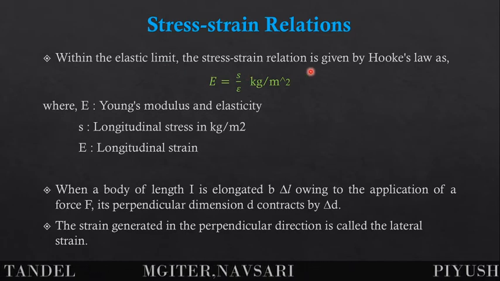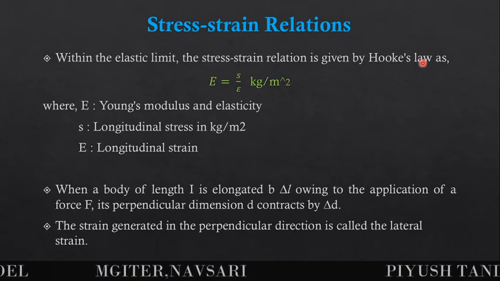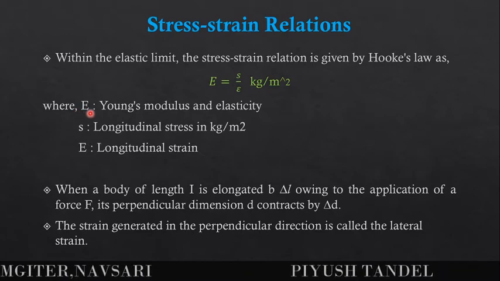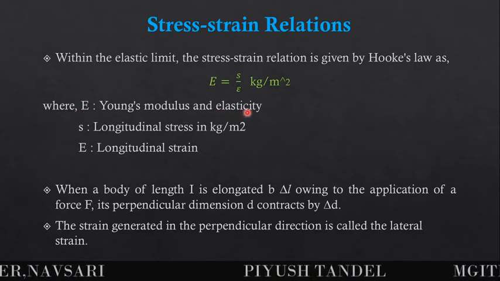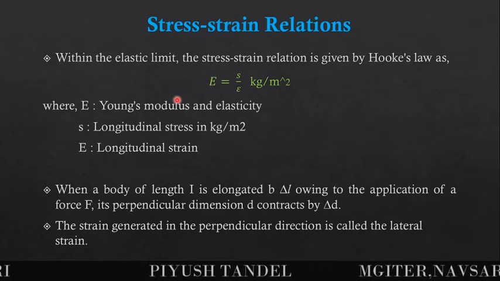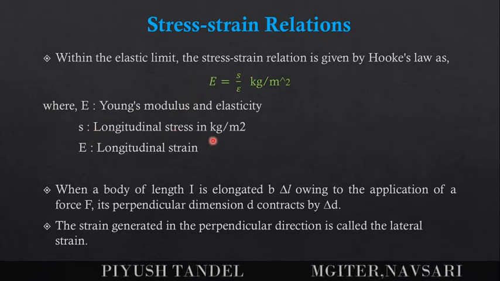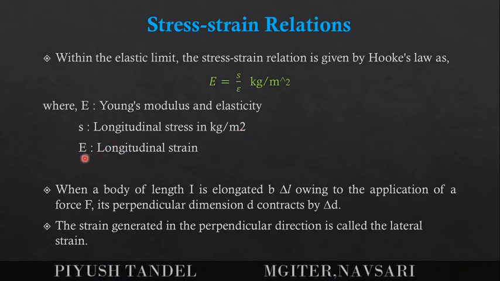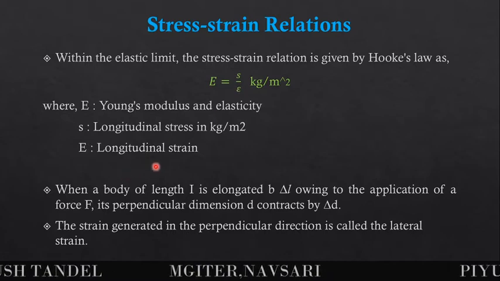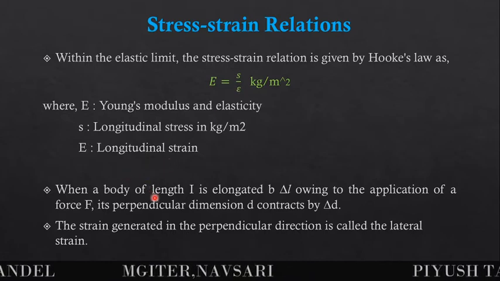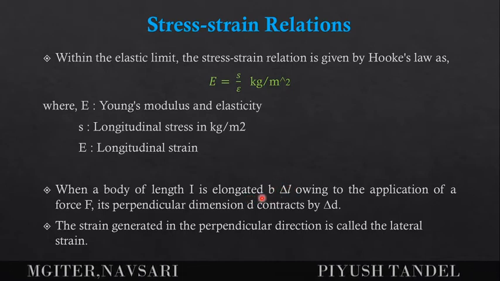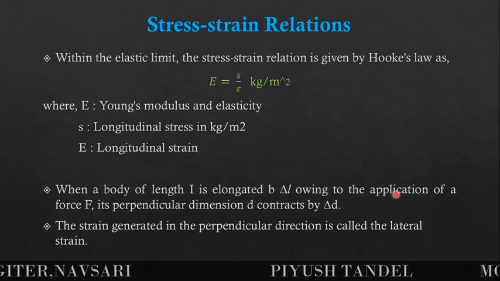The stress-strain relation is given by Hooke's law. Hooke's law states that stress by strain equals E, the Young's modulus of elasticity, which varies from material to material. S is the longitudinal stress in kg per meter square, and the small e is the longitudinal strain. When a body of length L is elongated by delta L, delta L is the elongation owing to the application of a force F.